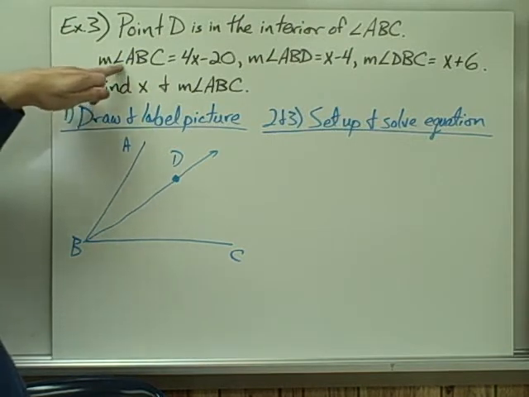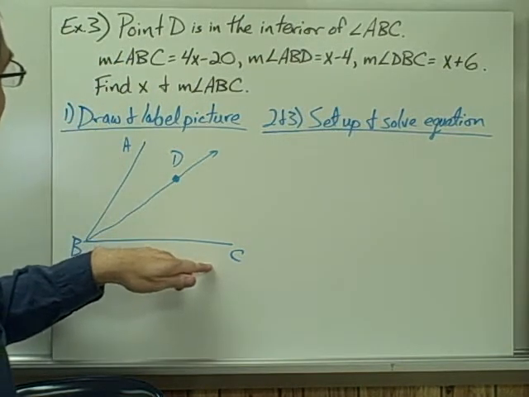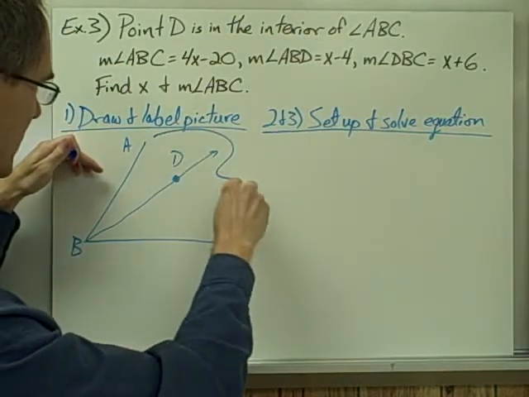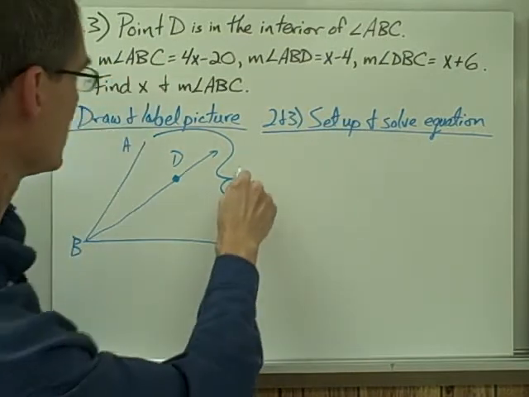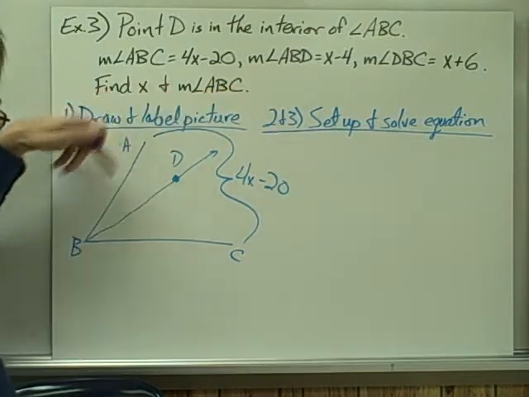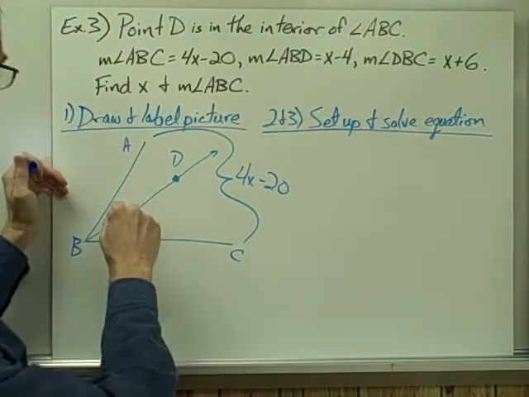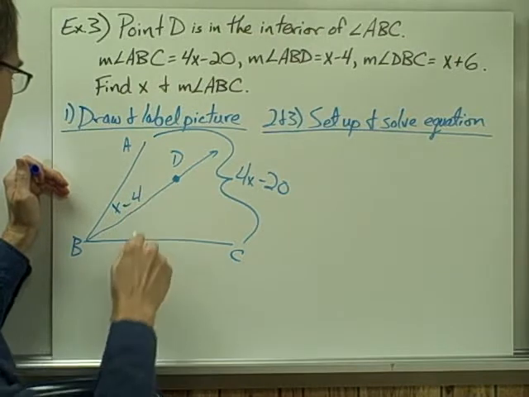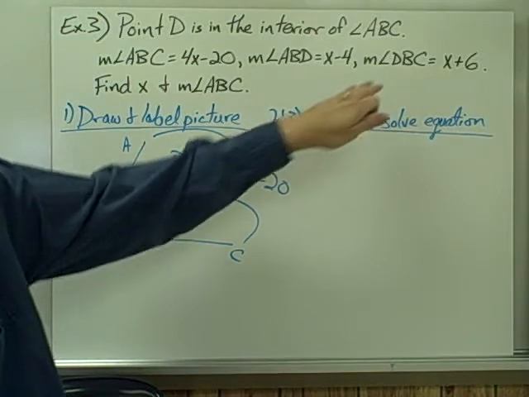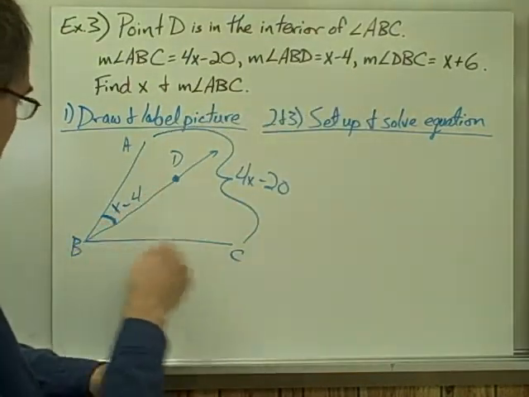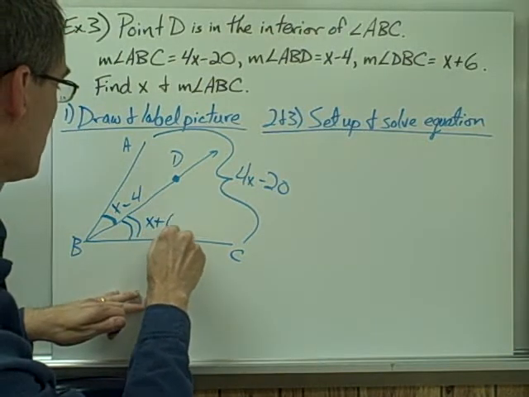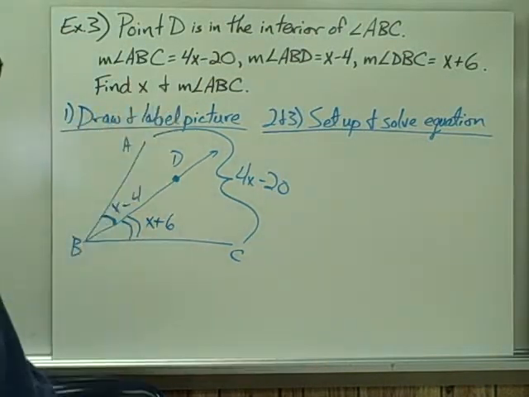Now let me label it. The measure of angle ABC is 4x minus 20. So ABC is this whole large angle. So let me put that like this. ABC is 4x minus 20. The measure of angle ABD equals x minus 4, so that's this small angle here, or at least it's a small angle in my picture. And the measure of angle DBC, that's this angle, is x plus 6. Find x and the measure of angle ABC.